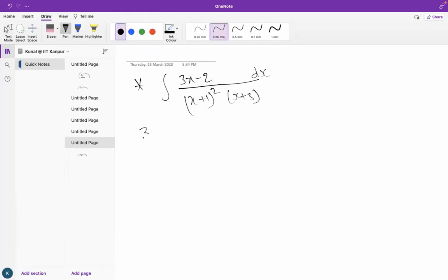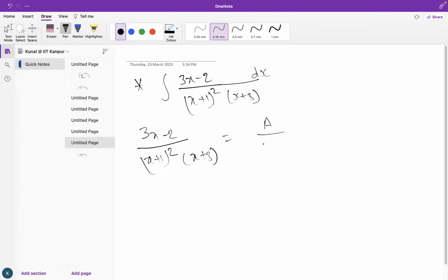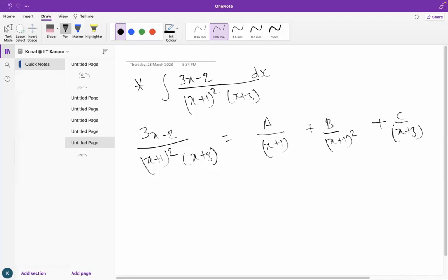So what I have to write first, we can write this function, (x plus 1) whole square times (x plus 3), in the product form of this function. So we write A by (x plus 1) plus B by (x plus 1) whole square plus C by (x plus 3). And we have to just compare the LHS and RHS and try to find the values of A, B, and C. So how can we approach this? We first write this function as (3x minus 2) divided by (x plus 1) whole square into (x plus 3).